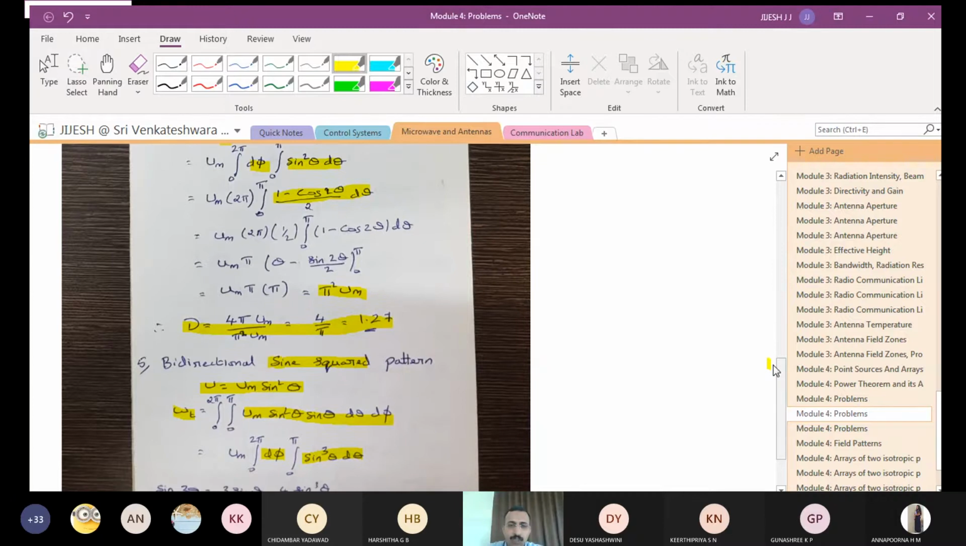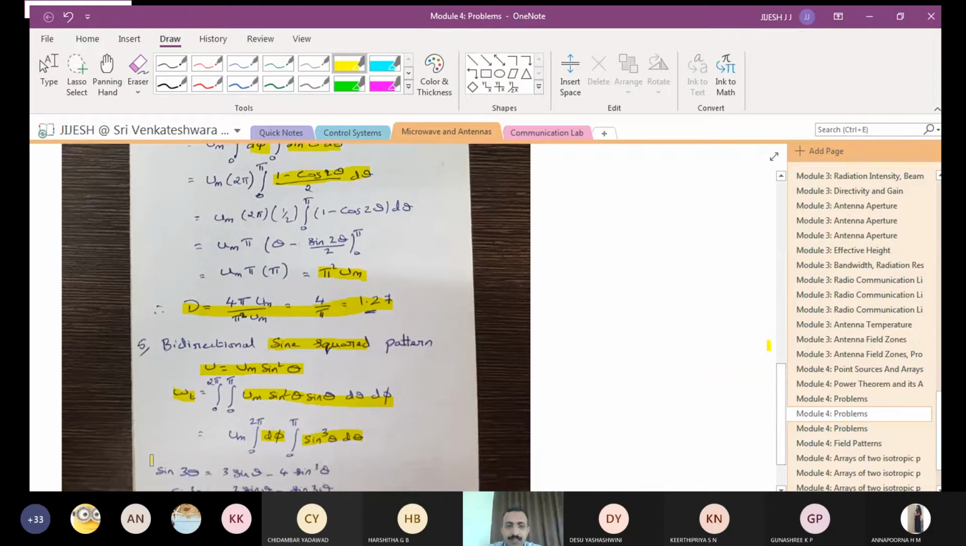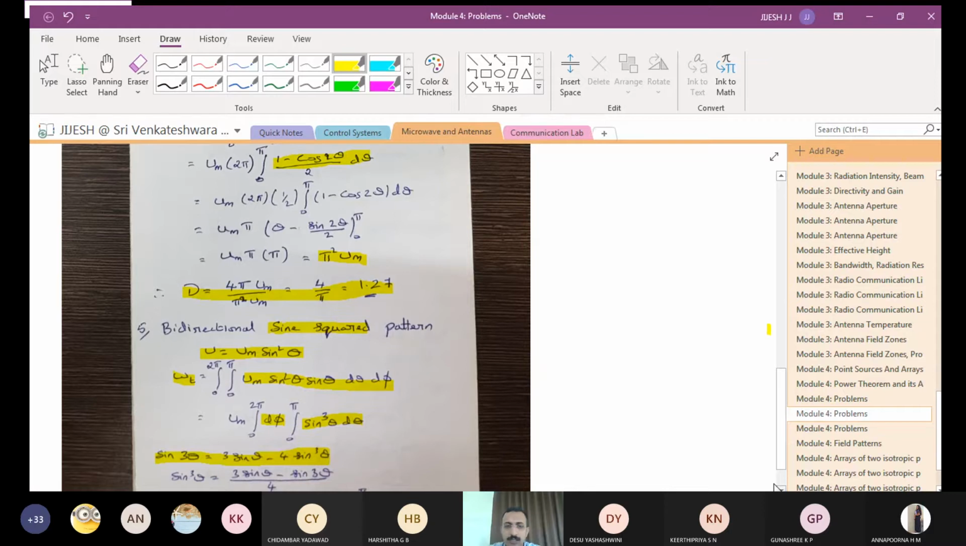So for sine cube theta, you have to use the trigonometric relationship. Sine 3 theta is equal to 3 sine theta minus 4 sine cube theta. So use the trigonometric relationship, 3 sine theta minus 4 sine cube theta. So what is sine cube theta? Sine cube theta can be written as 3 sine theta minus sine 3 theta divided by 4. Do the integration for that.